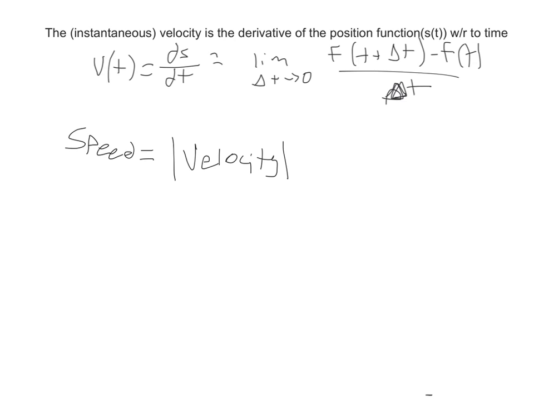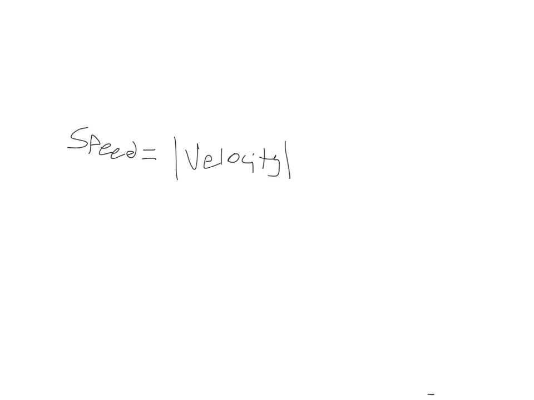Acceleration, by definition, is the derivative of velocity, again with respect to time. If a body's velocity at time t is v of t, which we know is the derivative of the position function, then the body's acceleration at time t is acceleration.